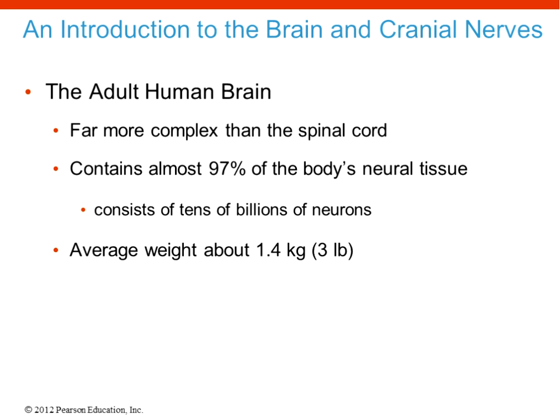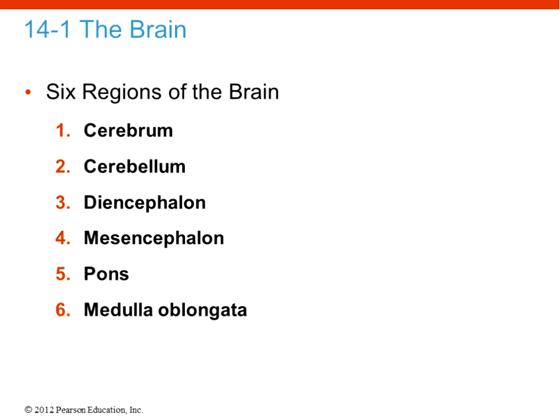brain is protected. So, as I've said before, the human brain obviously is much more complex than what we see at the spinal cord. Spinal cord really was more about a conduit of information and processing of reflexes and things like that. Obviously a very essential tissue, but not near as complex as we see at the brain. So 97% of the body's neural tissue is found in the brain, which consists of tens of billions of neurons. So all of the really higher level, higher order functioning of neural processes is going to occur in the brain. And so the 6 regions of the brain, as I said, we're going to try to get a feel for how it's organized.